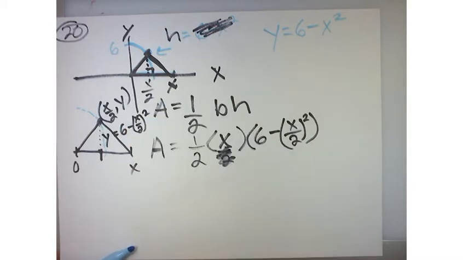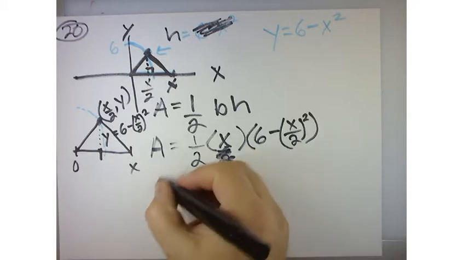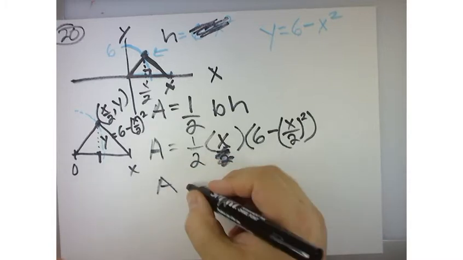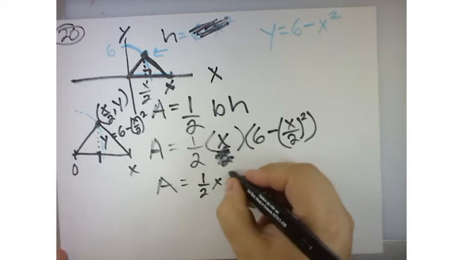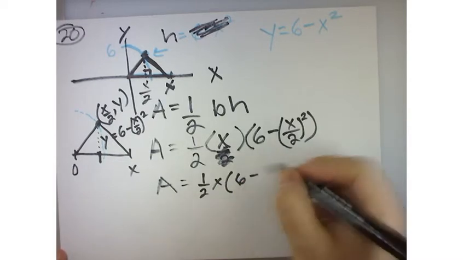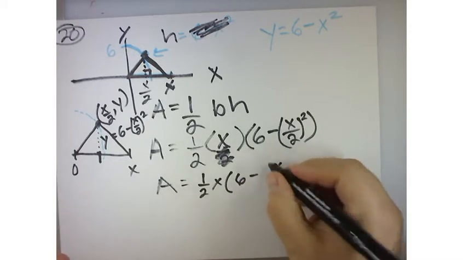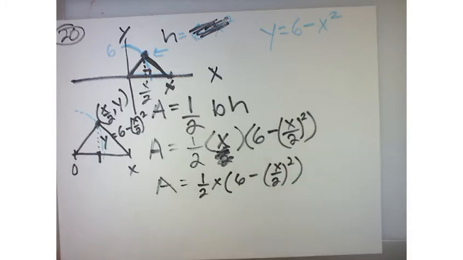Does that make sense to you guys? So now I just got to clean this up a little bit. So I've got to say A equals 1/2 x times (6 minus (x over 2) squared).